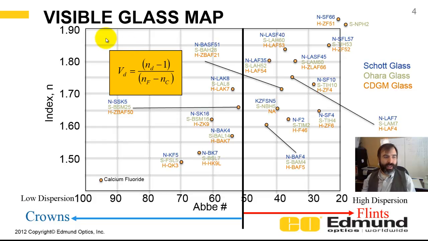This is a visible glass map with three glass manufacturers, index in the vertical, V number or Abbe number if you're in the visible on the horizontal. Abbe number or V number is inversely proportional to dispersion, so the higher the Abbe number, the lower the dispersion. We're going to pick, as an example, two materials here, N-BK7 and N-SF10.